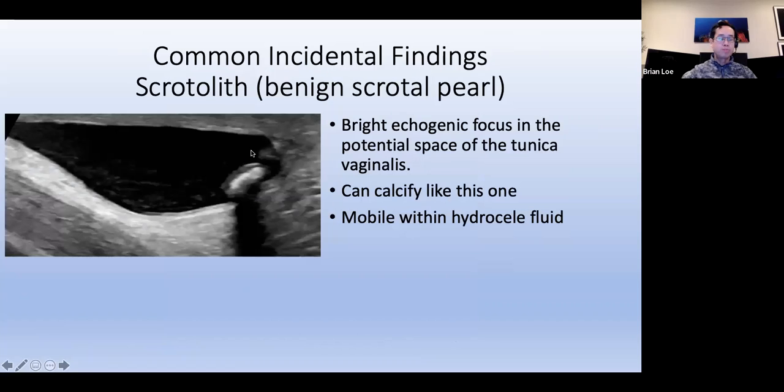So remember we spoke about the appendix testis earlier. Usually in the setting of a hydrocele, you can sometimes see this calcified, what we call a scrotolith or a scrotal pearl. Sometimes that little outpouching of the tunica will break off and calcify. So this is just a loose body that sits within that potential space under the hydrocele fluid. It can calcify, it's mobile, and it's not concerning and of no further significance clinically.